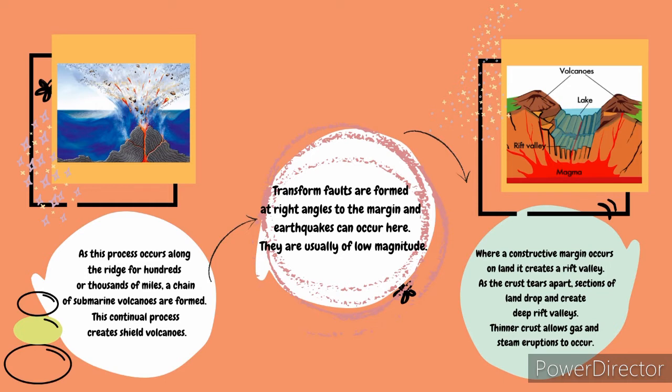Transform faults are formed at right angles to the margin, and earthquakes can occur here. They are usually low in magnitude. Where a constructive margin occurs on land, it creates a rift valley. As the crust tears apart, sections of land drop and create deep rift valleys. Thinner crust allows gas and steam eruptions to occur.